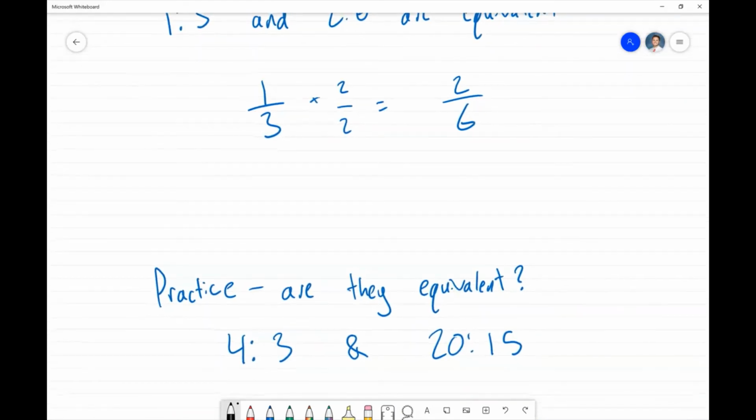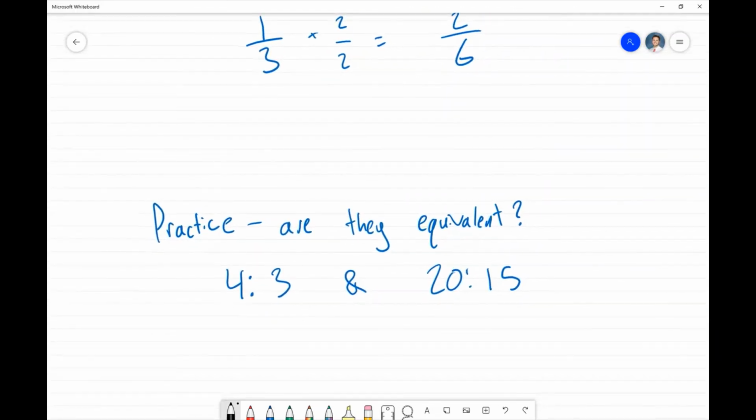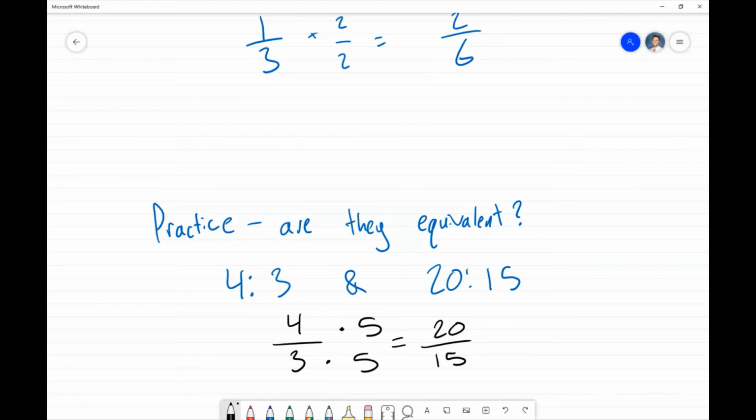Are they equivalent? 4/3 and 20/15. If you want to pause here and do this work, determine for yourself if they are equivalent, go ahead and do that. So if we're looking at this, we can go ahead and write out our ratios as fractions here. We have 4/3 and 20/15. Now, is there a number that I can multiply 4 and 3 by to get 20 and 15? Well, I know that 4 times 5 equals 20, and 3 times 5 equals 15. So yes, these are equivalent ratios.